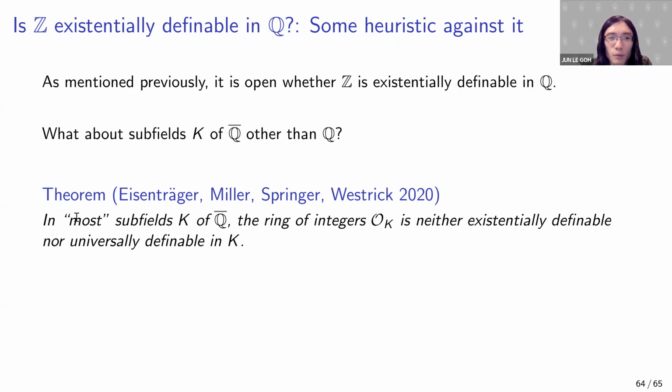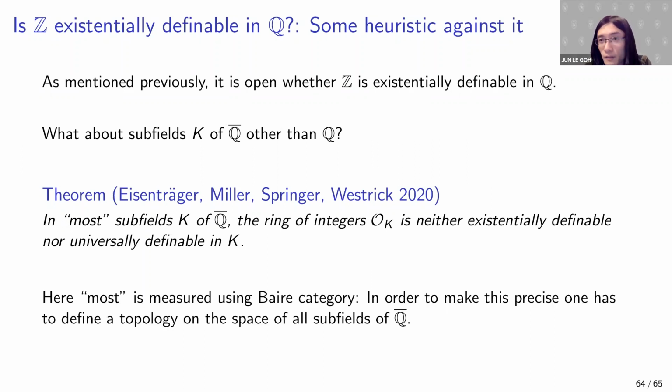Now, a bit about what most means. This particular theorem uses a particular notion of most, which is given by Baire category. This is something that came from general topology, but nowadays it is also very much used in logic, especially in descriptive set theory.